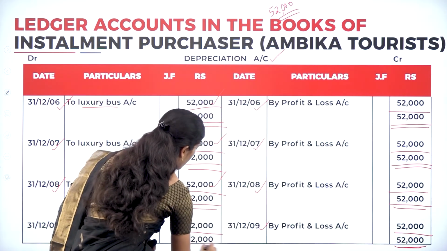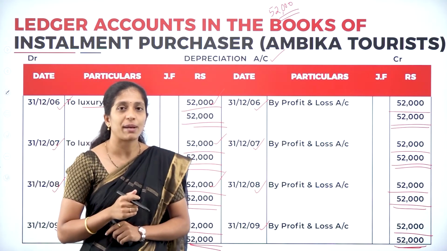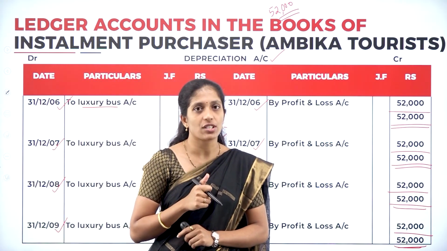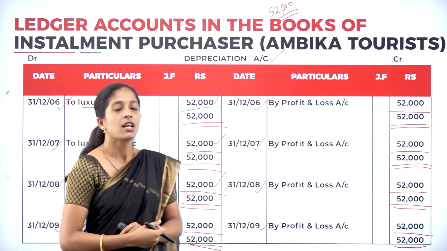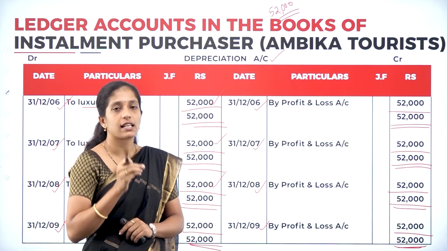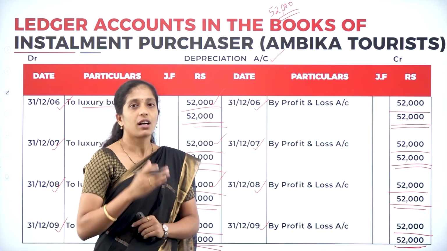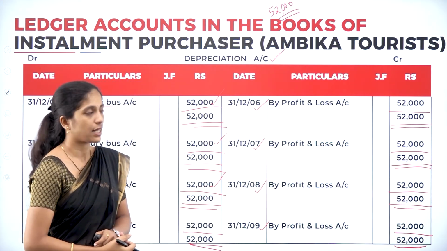So this is how you are going to prepare your depreciation account. What are the entries to be remembered here? One is for depreciation charged, and the other is the transfer of depreciation to profit and loss account. So you'll have only two entries, and your debit and credit sides will tally in each and every year, because that depreciation is immediately transferred to profit and loss account.